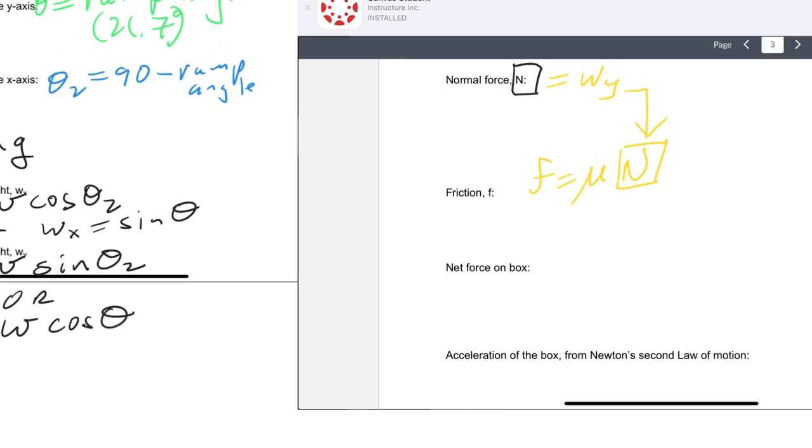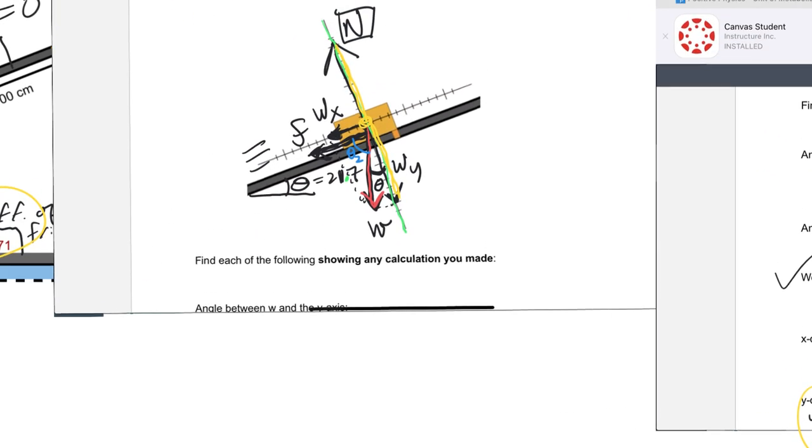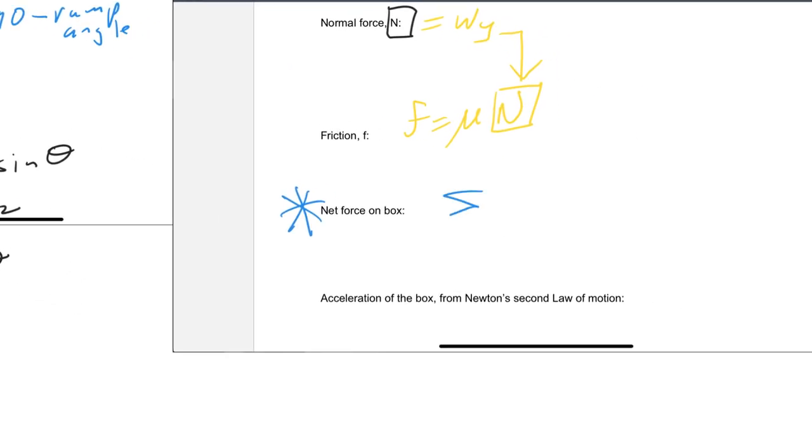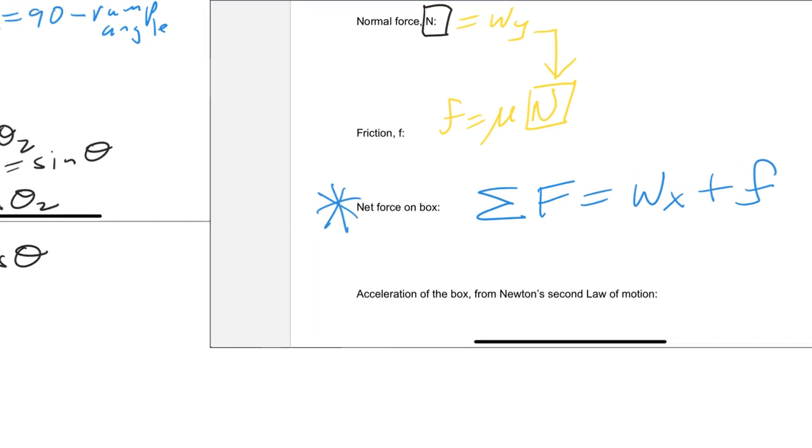Now, this is where people messed up, I think. This is the major mistake people made: the net force on the box. Let's go back to the picture. If you look at your horizontal forces, you only have two of them, and they're in the same direction. So they have to add up, not subtract. The net force equals Wx plus friction because they're going the same direction.